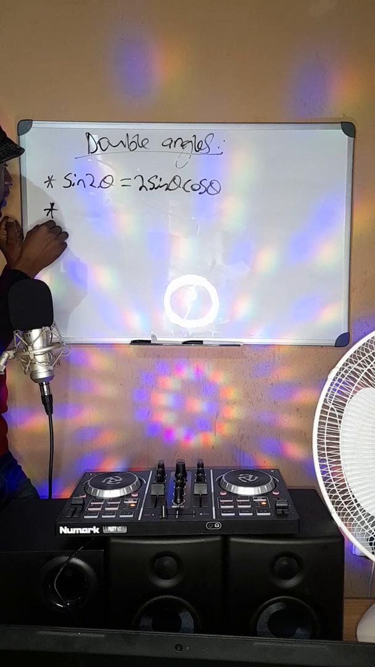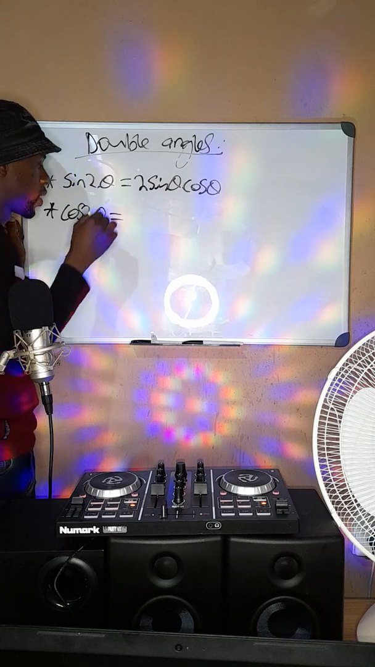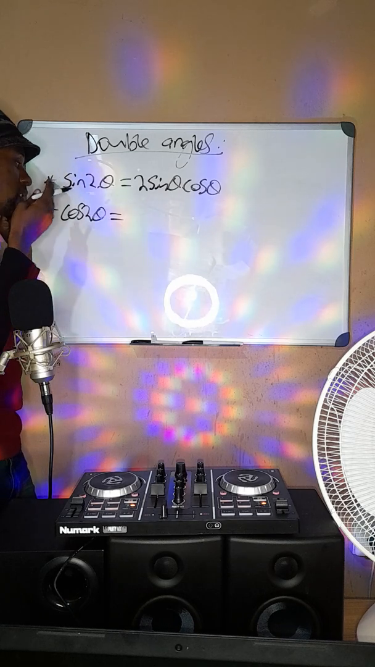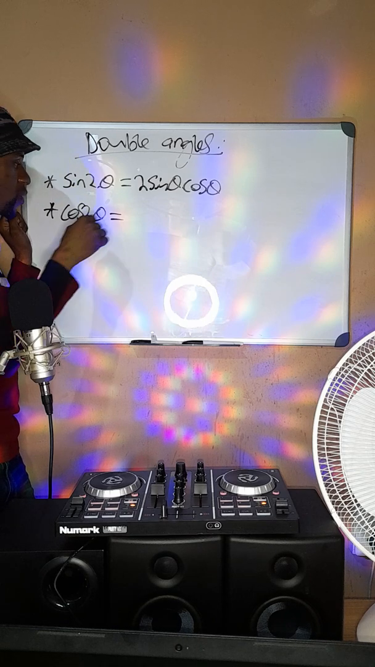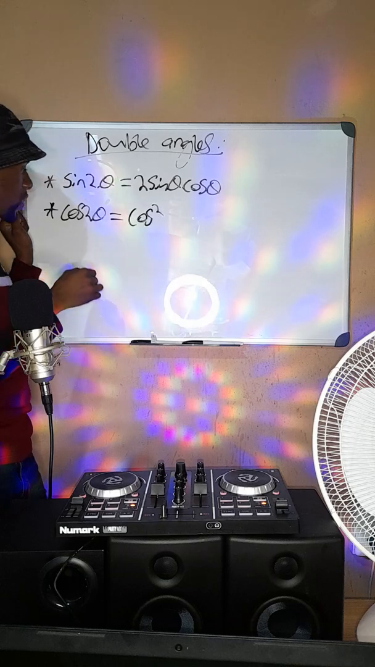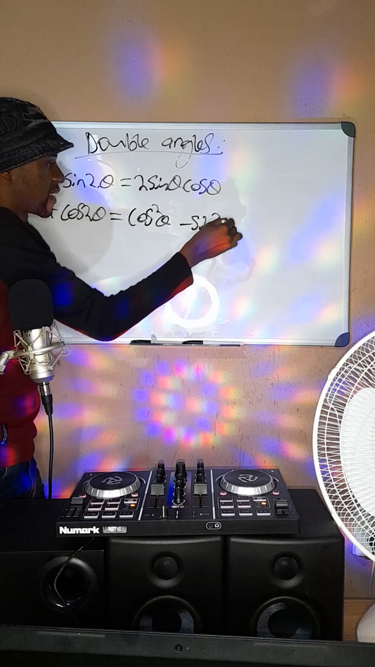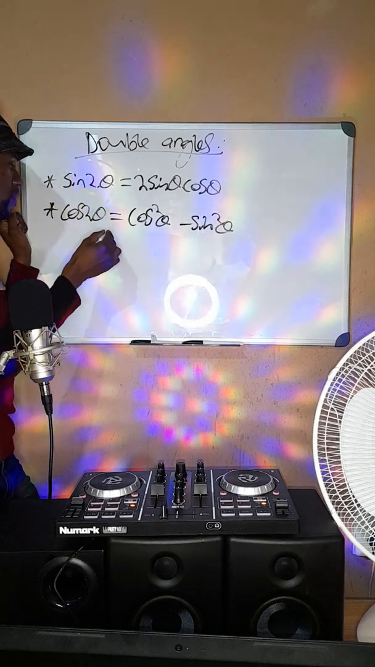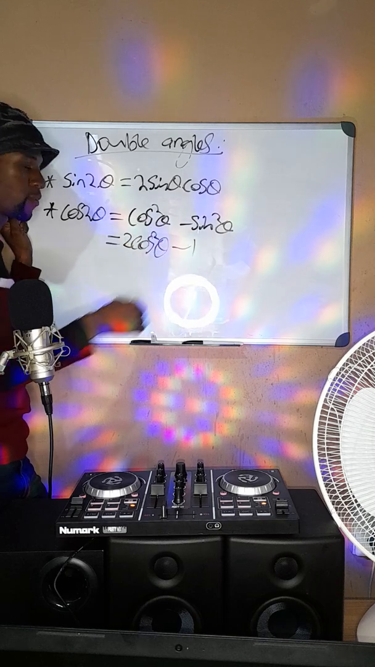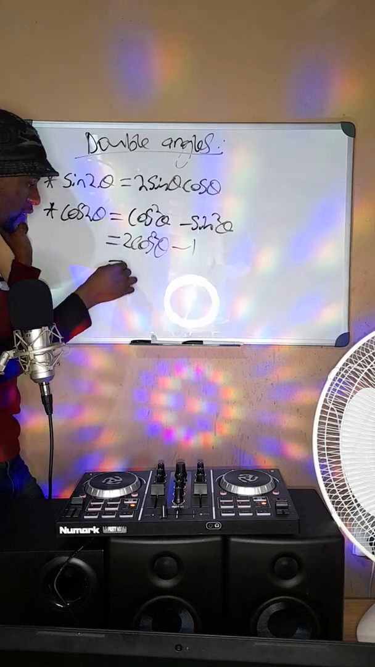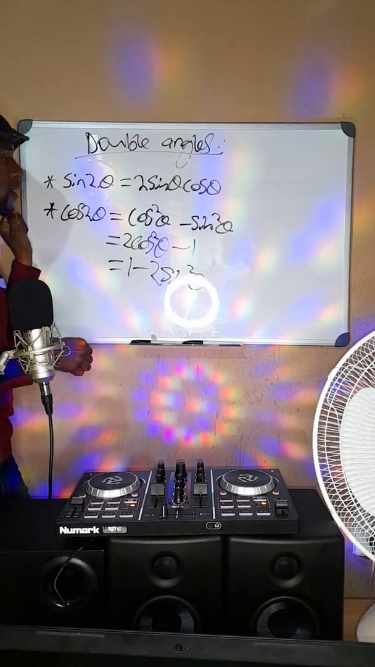Then we also got what? The double angle of the cosine, okay? With this one, we have several options. The first one is cos squared of the angle minus sine squared of the same angle. We can also have cos squared theta minus 1, and we can also have 1 minus 2 sine squared theta, okay?